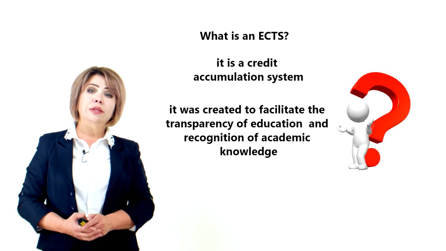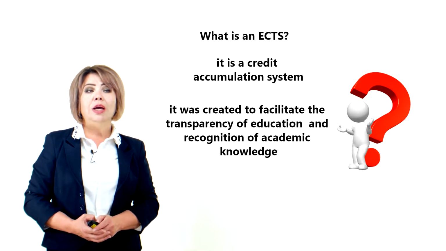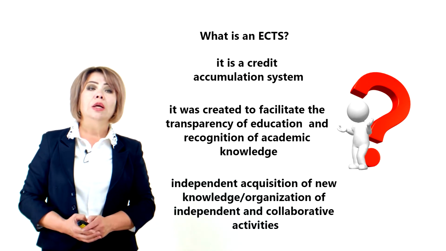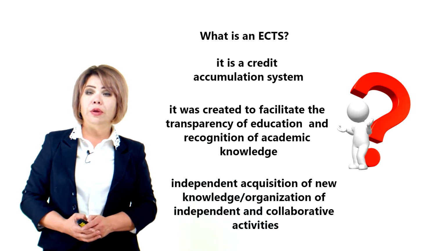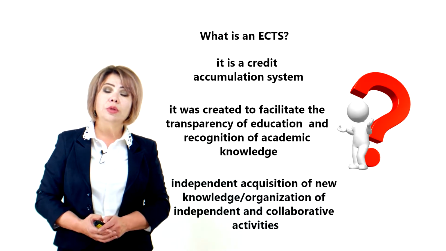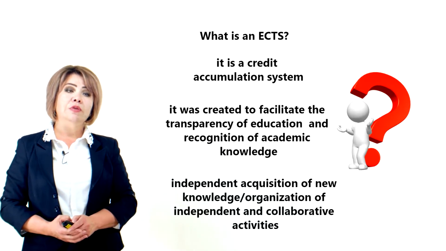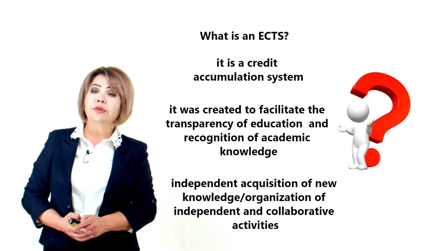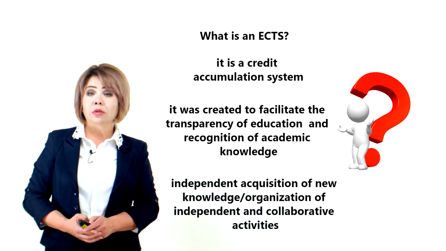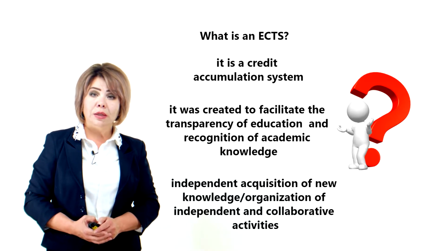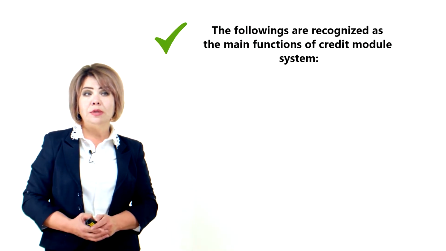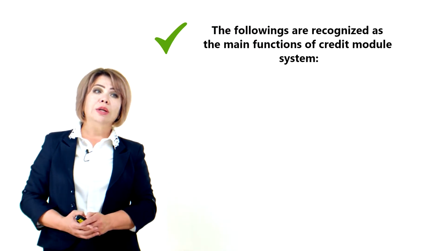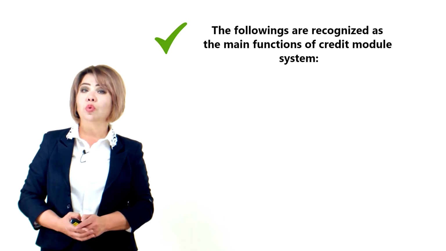It was created to facilitate the transparency of education and recognition of academic knowledge. So why is it called this way? Because mostly the character of the ECTS gives students the opportunity to obtain information independently. Here, independent work is more emphasized than class work. The students will get information in class, but other types of tasks put the stress on independent work. The following are recognized as the main functions of the credit model system.